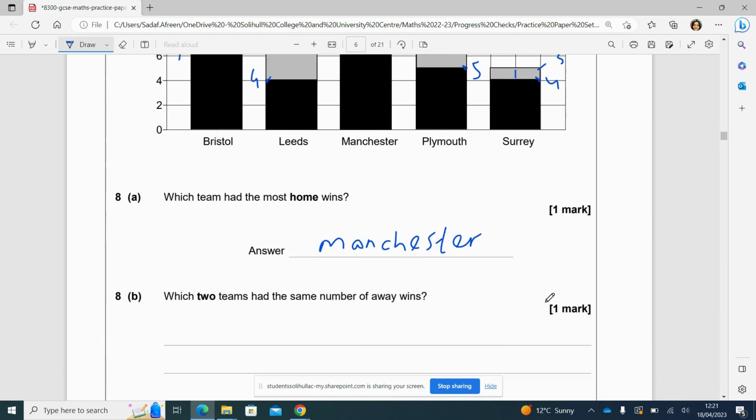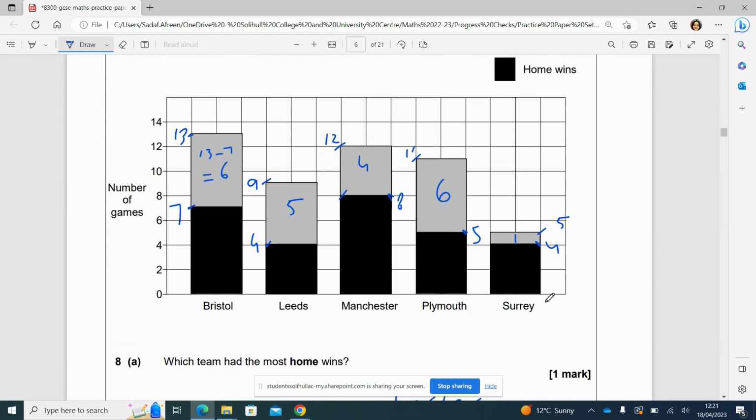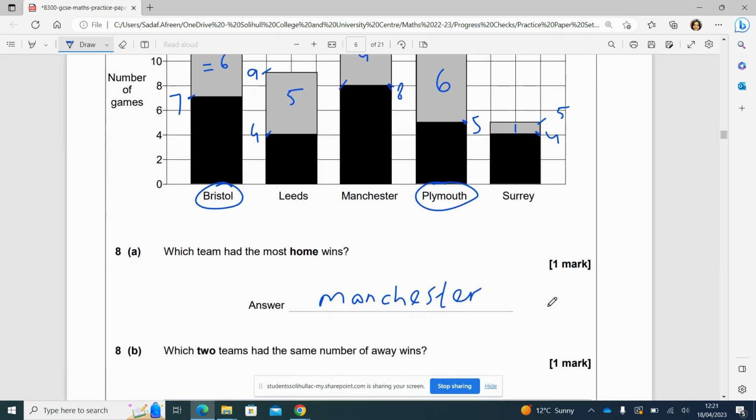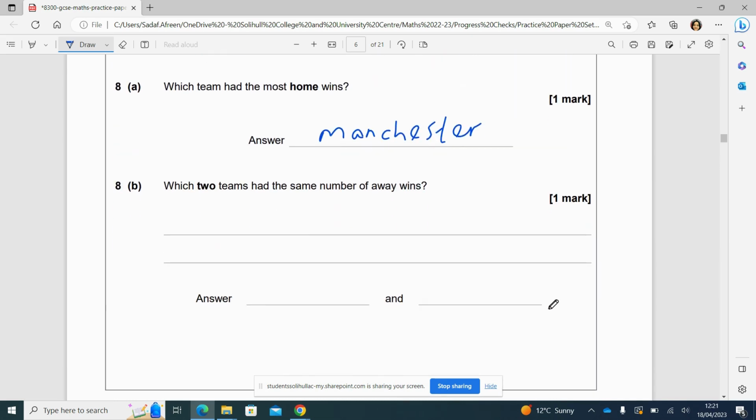So it says which two teams have the same number of away wins? That will be Bristol and Plymouth, because both of these teams have a total number of away wins of 6. Okay, so you put here Bristol and Plymouth.